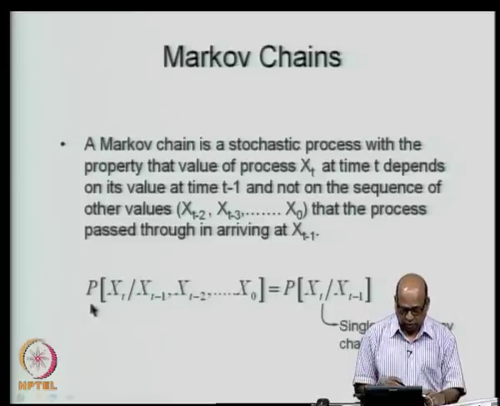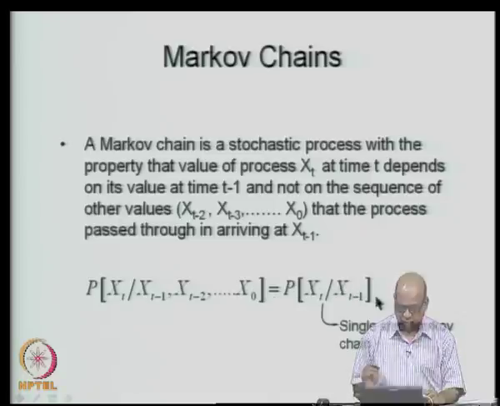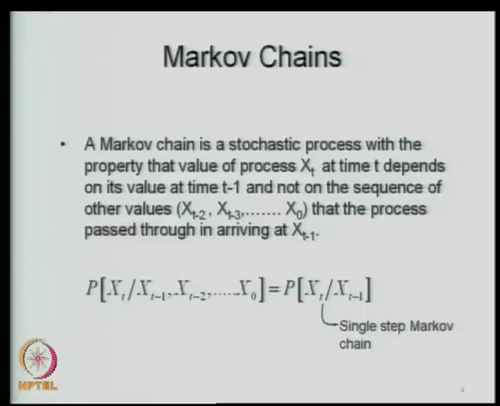In other words, we write this as probability that x t given x t minus 1, x t minus 2, etcetera, x 1 and x 0 is equal to probability that x t given x t minus 1. What does this mean? This means that given the entire history of the process from x 0 to the previous time period x t minus 1, the conditional probability of x t given the entire history can be equated to probability of x t given just its immediate previous value x t minus 1.